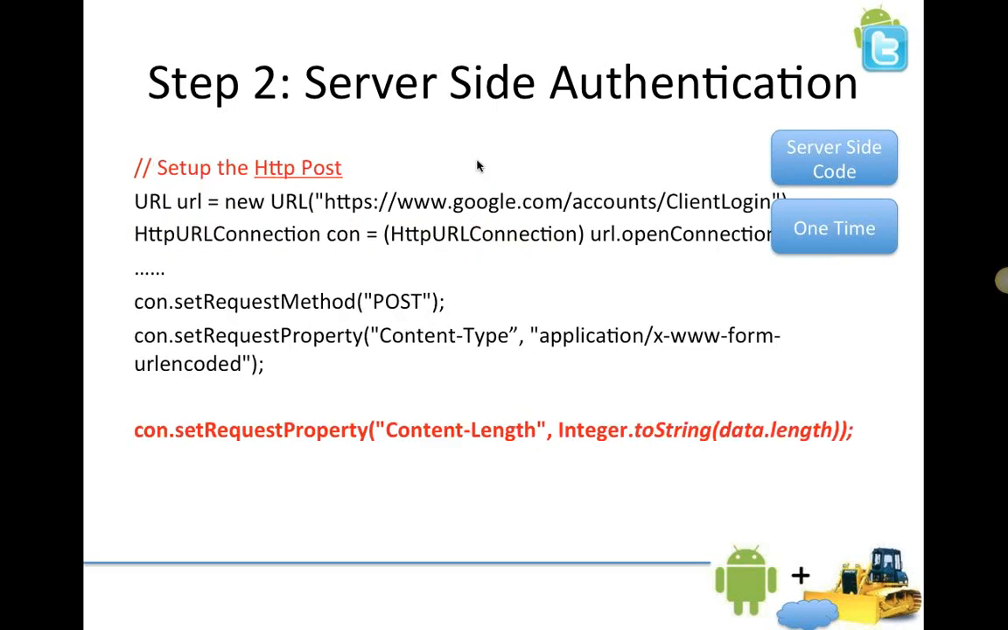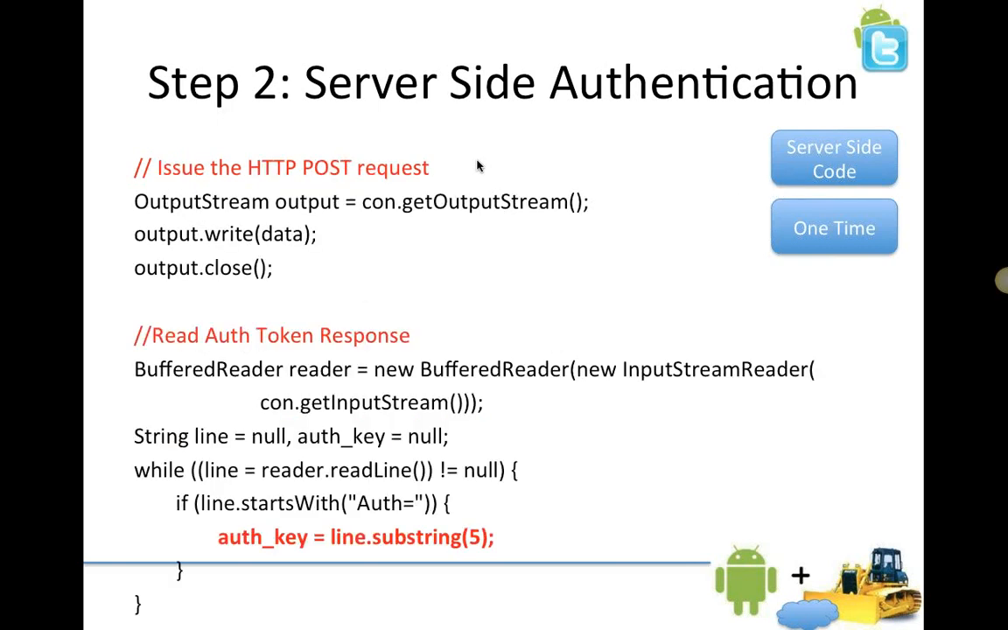So any backend or any client, when they want to authenticate with Google, they use the same API. So we're doing a post and putting the data in that, and we're sending the data to Google in the post. And as a response of that, we get a line starting with Auth equal to. That line will contain Google's authentication token.